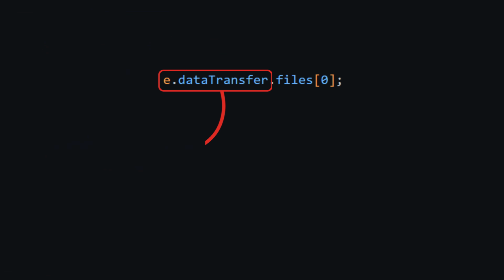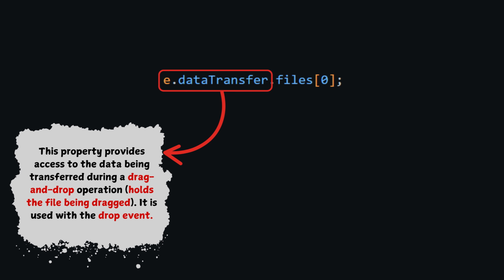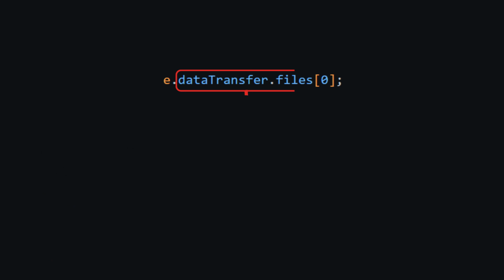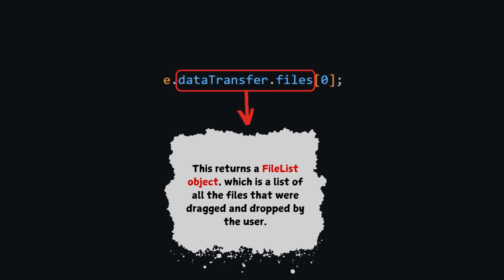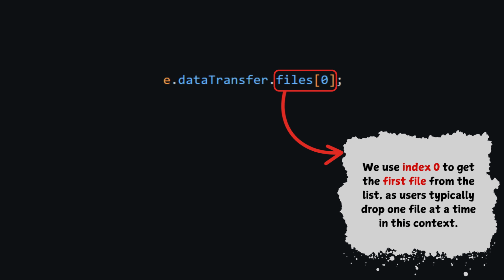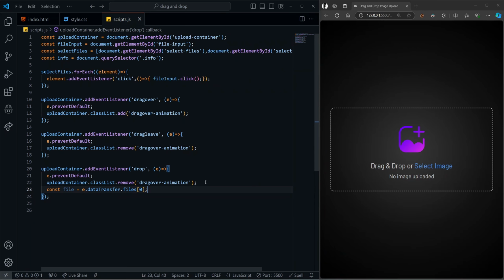Let's break it down. e.dataTransfer. This property provides access to the data being transferred during a drag and drop operation. It holds the file being dragged, and it is used with the drop event. dataTransfer.files. This returns a FileList object, which is a list of all the files that were dragged and dropped by the user. files index 0. We use index 0 to get the first file from the list, as users typically drop one file at a time in this context. Then we pass the file to the handleFile function that we will make to process the uploaded file.